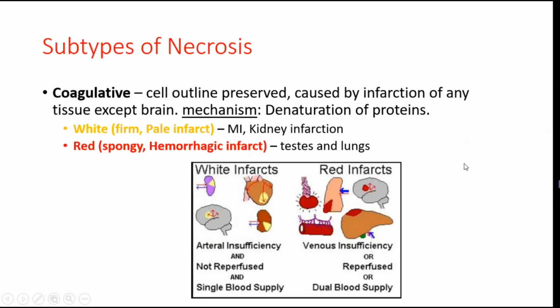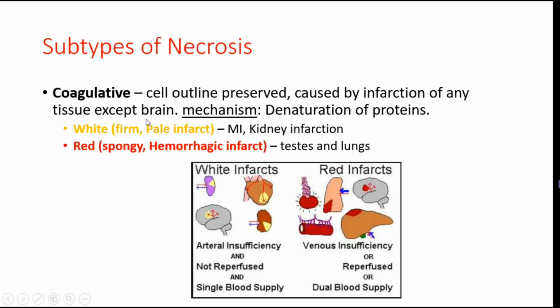Okay, so there are some subtypes of necrosis which you need to know for the exam, starting with the most important one, which is the coagulative necrosis. And it is the most common one, where your cell outline or the tissue outline is preserved, but there's an infarction of the tissue, and the infarcted tissue is paler or lighter in color most of the time compared to the original tissue, like you can see here in the case of heart and kidney. But we also have a sort of red kind of infarct in the case of testes and lungs, and that is because these two organs have dual blood supply, and hence we expect red infarcts instead of white infarcts in the case of testes and lungs.